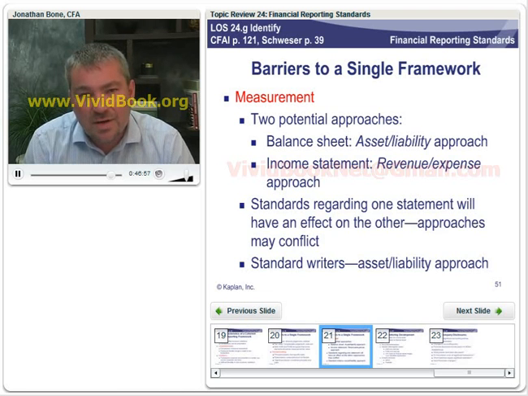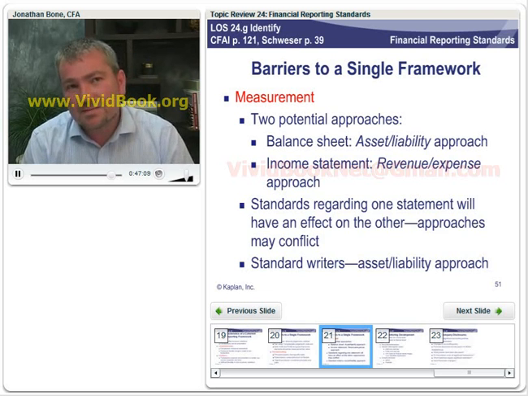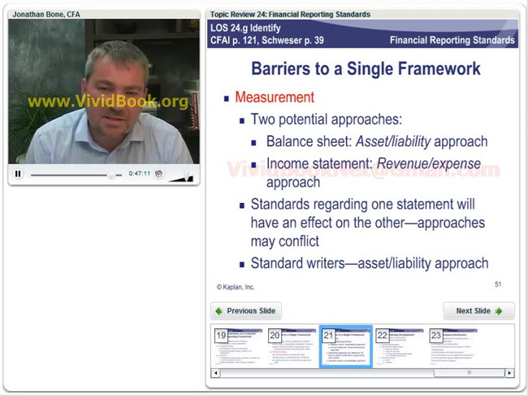Now notice, typically standard writers take an asset and liability approach. In other words, they concentrate on establishing that the balance sheet is reporting economic substance, and therefore the income statement, to a degree, becomes slightly an afterthought.